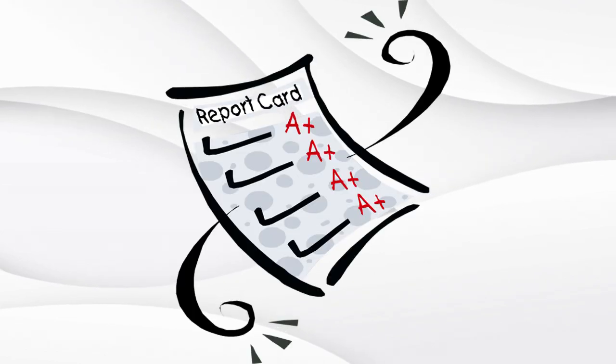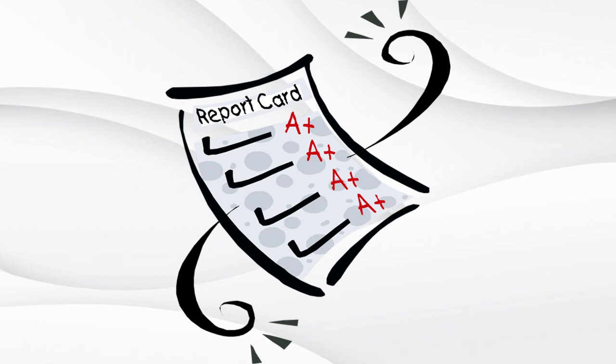Example: data, 90, 85, 75. Information: student A scored 90% in math.